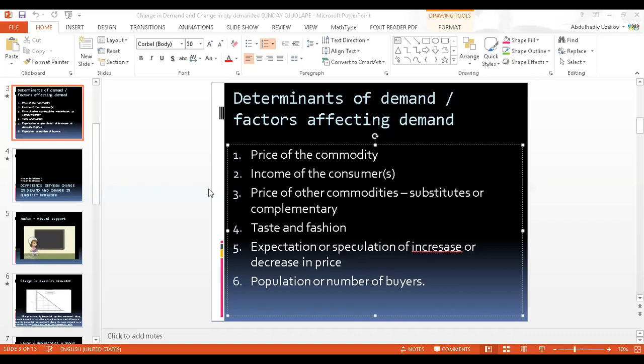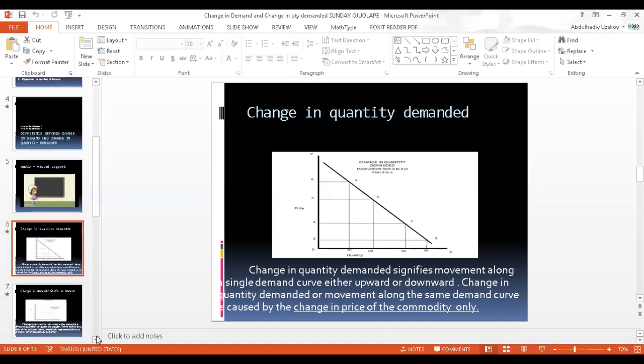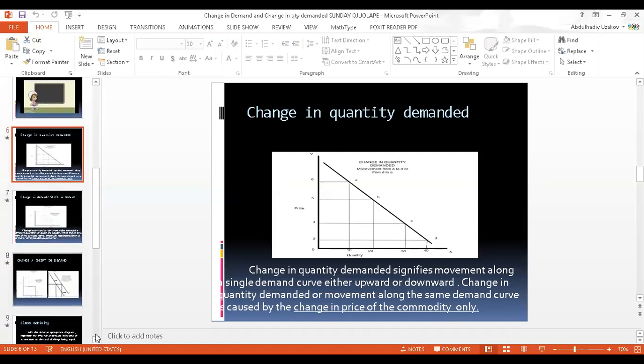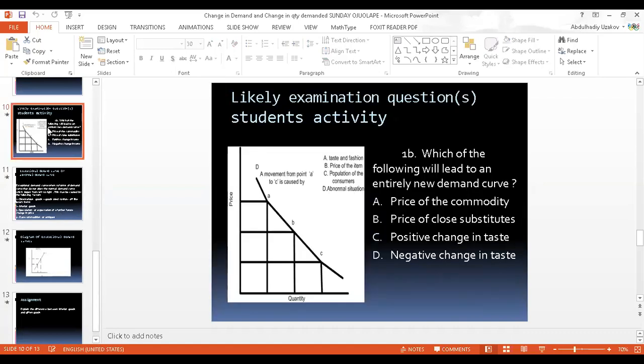Price of the commodity will only lead to what we call movement along the demand curve, which you have here and which you can see. That's what price of the commodity will cause. But the question is asking us, which of the following will lead to an entirely new demand curve? So option A is not correct. Option B, yes. That is the correct option.